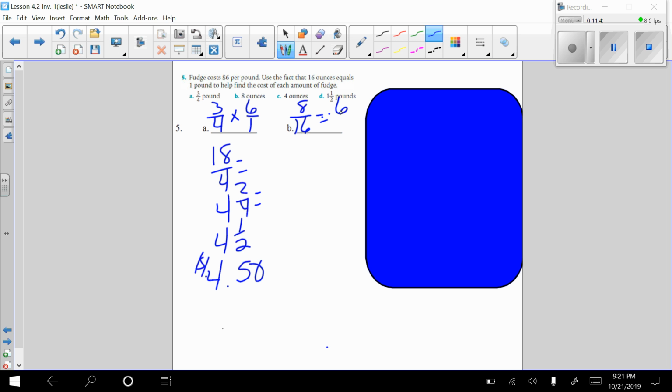Again, doing the same work, putting it over 1 and multiplying. 8 times 6 is 48. 16 times 1 is 16. And then simplify. How many groups of 16 can you take out of 48? In this case, the answer is 3. So if we came out with 3 exactly, that means that it would cost $3. And remember, 8 is half of 16, so half of $6 is $3, so that does make sense. Try the next two on your own, come back and check them.